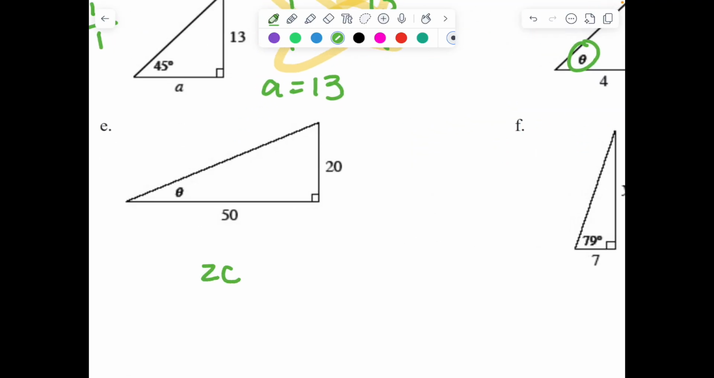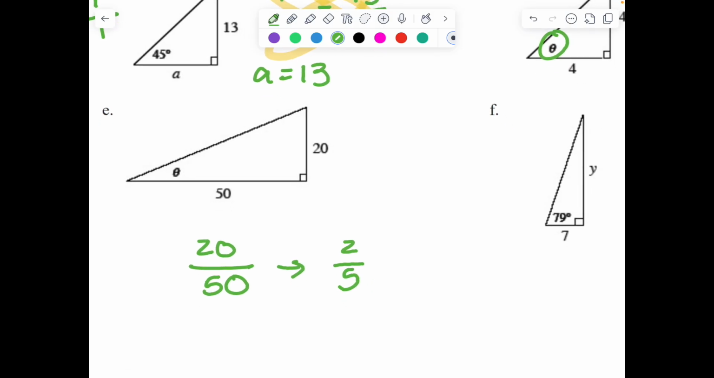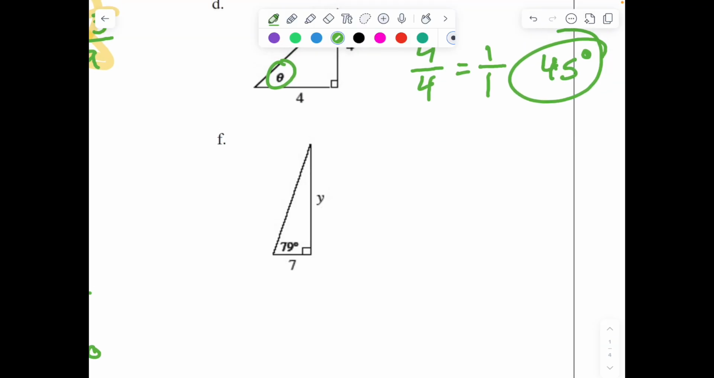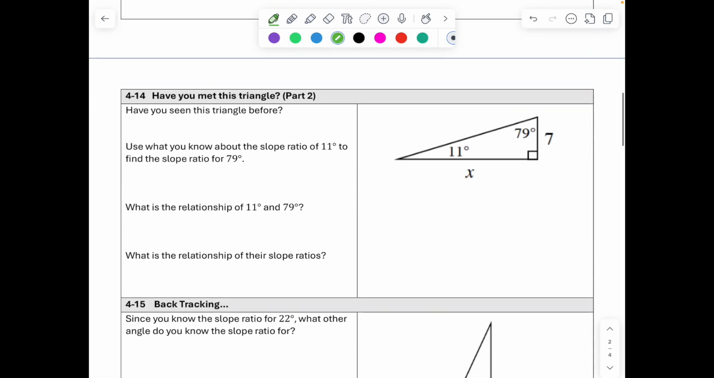Over here, our slope triangle is 20/50, which simplifies to 2/5. And looking at our slope triangles, we know that this is for a 22-degree angle. So that's 22 degrees. And then here, 79 degrees. We don't know this one yet. So we're going to move on and see if we can find it.